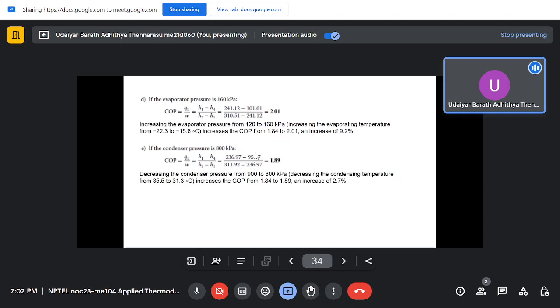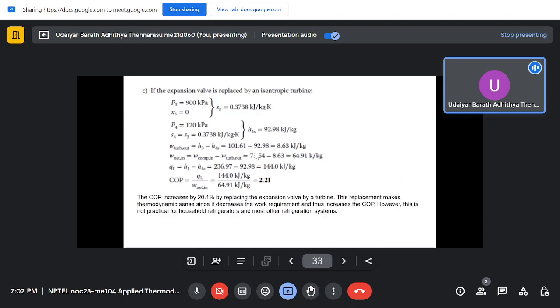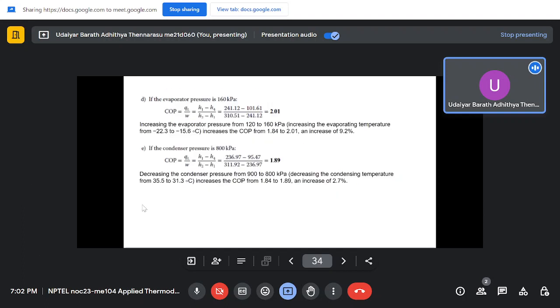So the next part is when we change the evaporator pressure from 120 kilopascal to 160 kilopascal. Similarly, we can find all the values, and if we find all the enthalpies of the 4 points, the COP is (H1 minus H4) divided by (H2 minus H1). So this will come out to be 2.01.